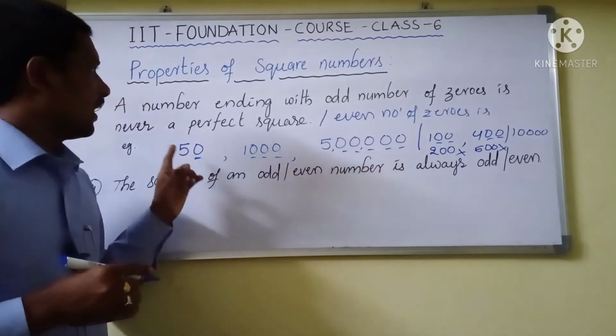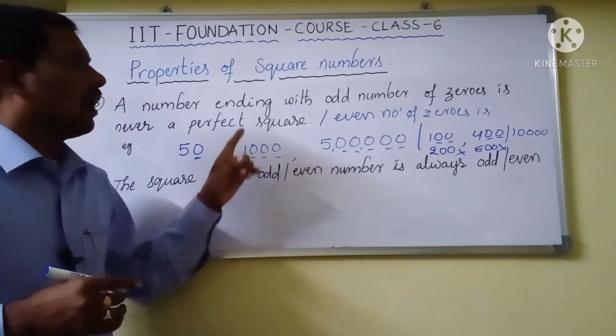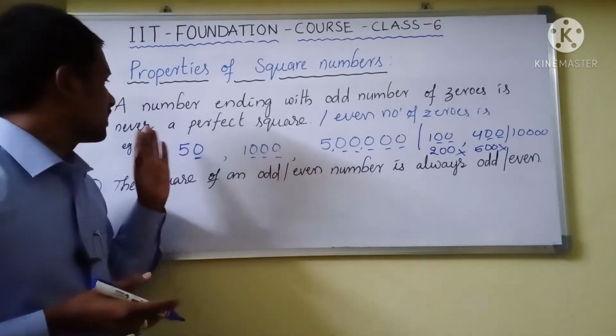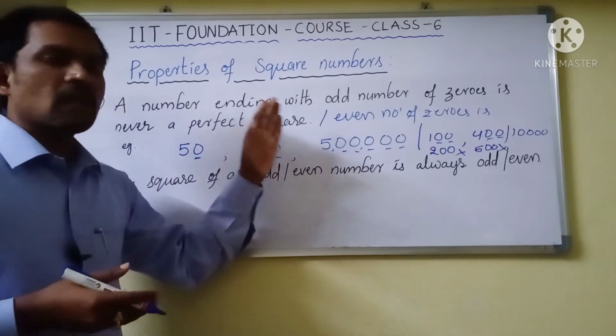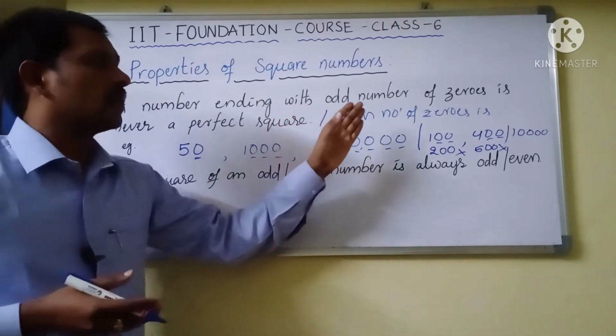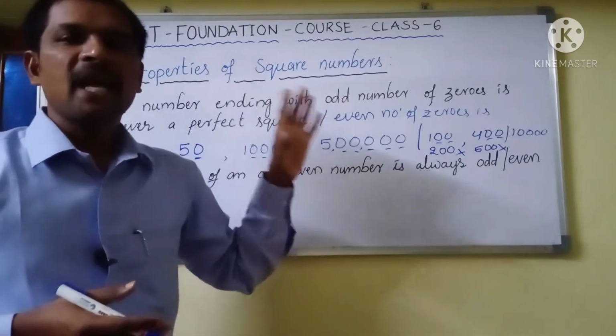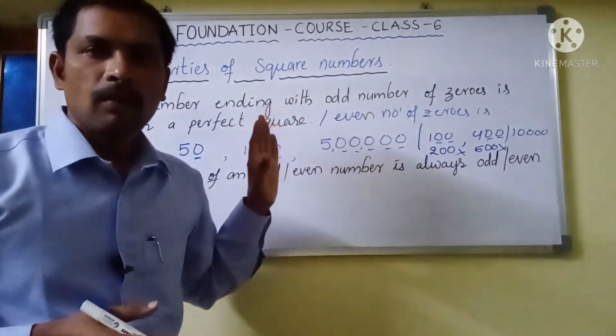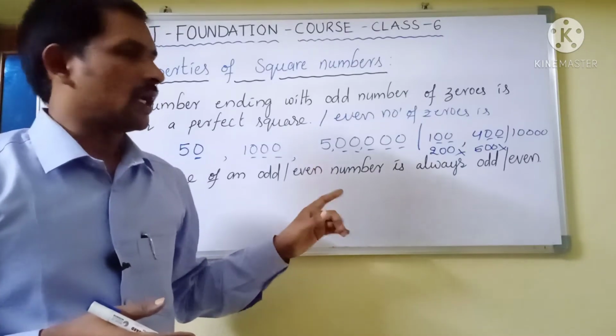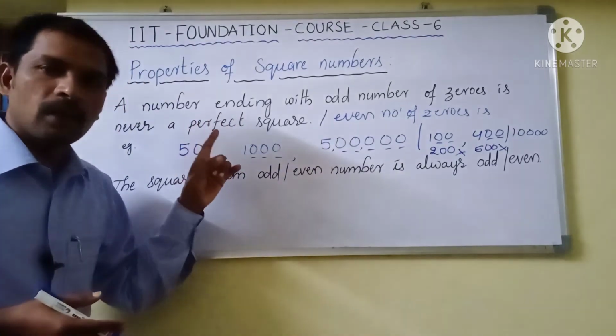So the numbers ending with an odd number of zeros are not perfect squares. Sometimes the numbers ending with an even number of zeros may or may not be perfect squares. Okay, so this is property number 3.